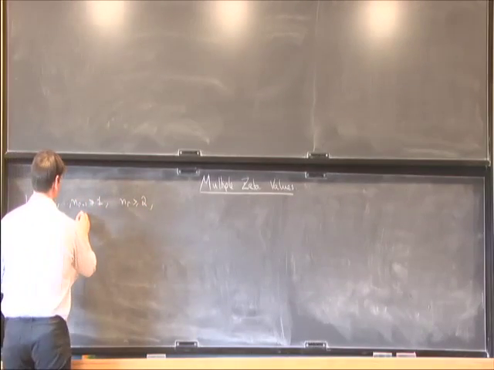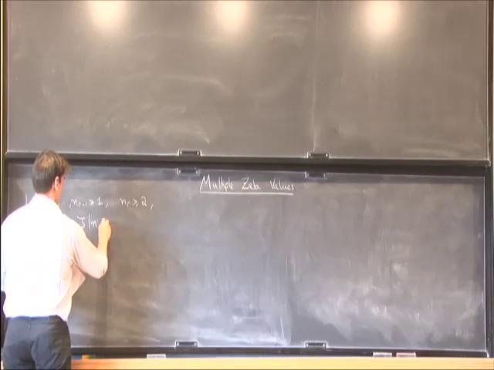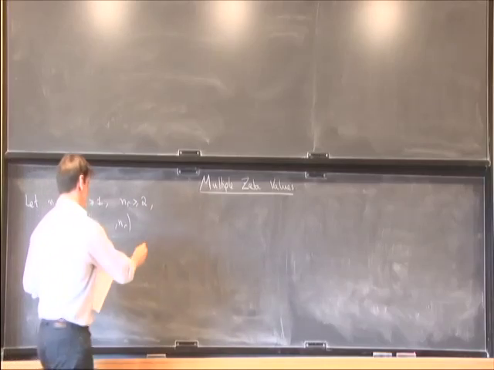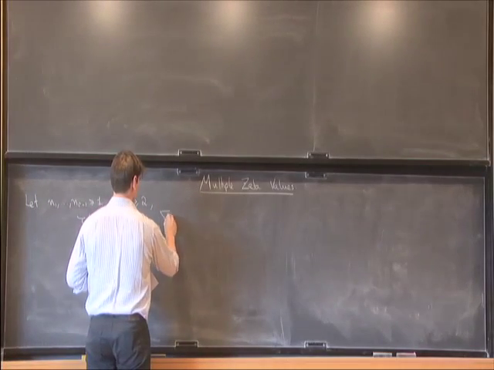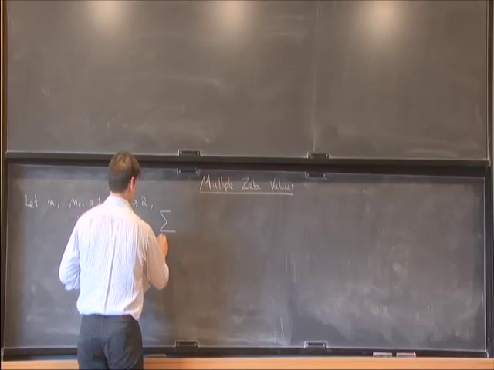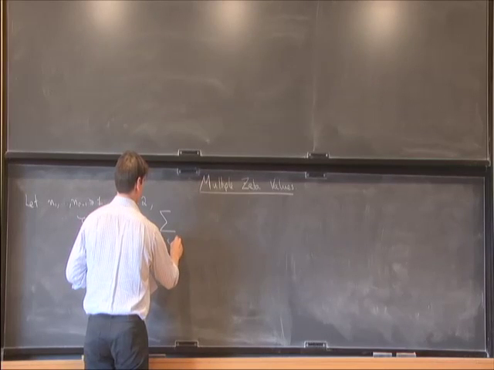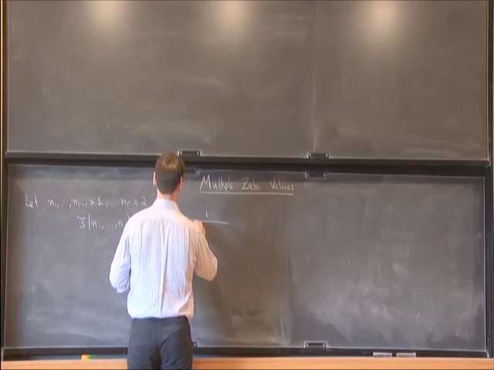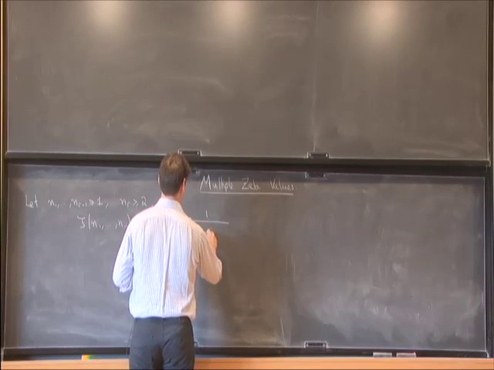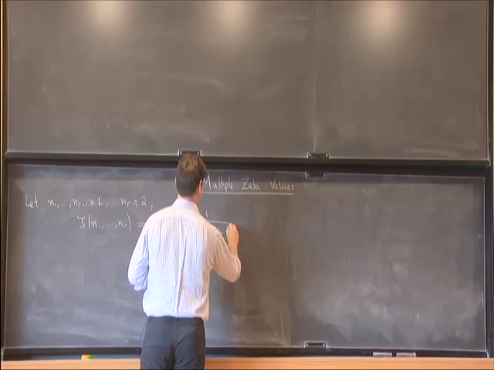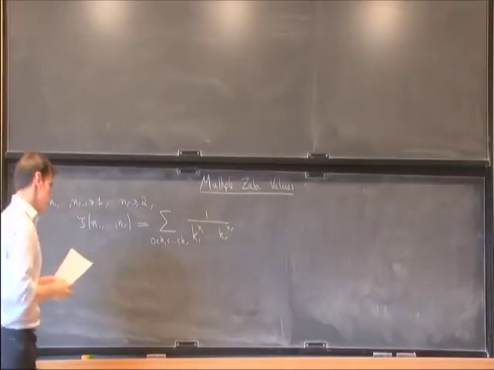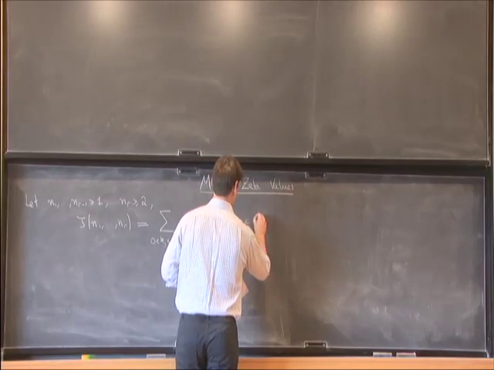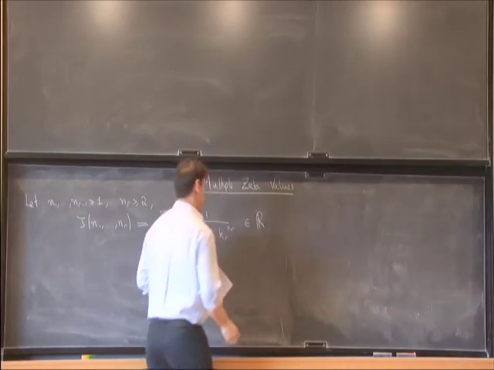And then the multiple zeta value, zeta of n_1 up to n_r, is defined by the following nested sum, 0 less than k_1 less than ... less than k_r, of 1 over k_1 to the n_1 up to k_r to the n_r. And because of the assumption on n_r being greater than or equal to 2, this sum converges and defines a real number.